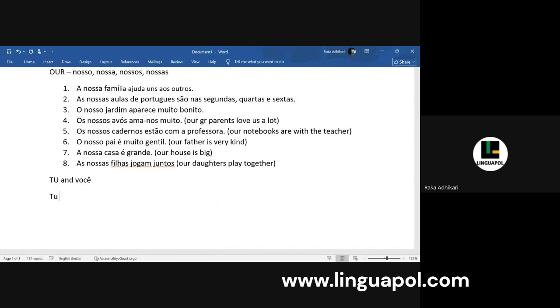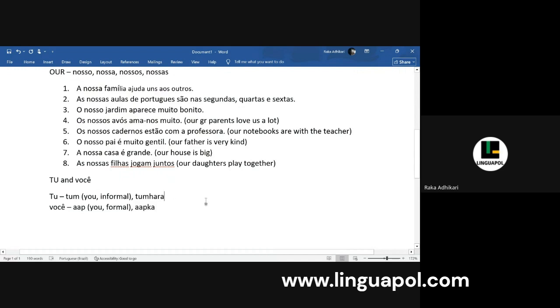So for tu, इसका मतलब I'll just write in Hindi. This means तुम, right? You, informal. And for the word você, it means आप, that is you, formal. Now हिंदी में भी हम दोनों तरीके से कह सकते हैं. We can say तुम्हारा or we can say आपका. So this is informal and formal. Informally we can say तुम्हारा, formally we will say आपका.